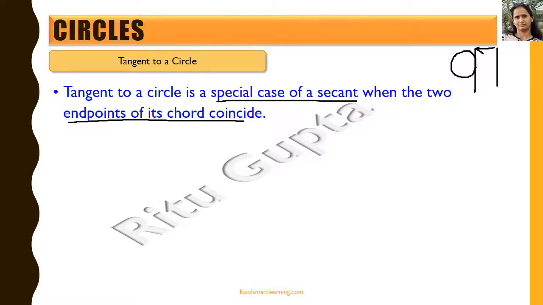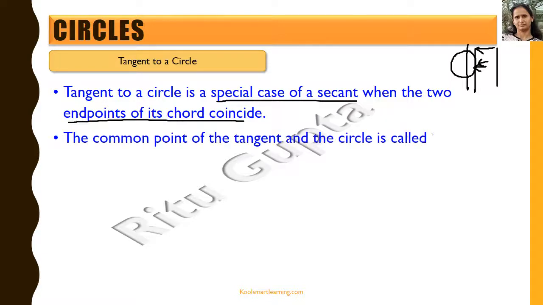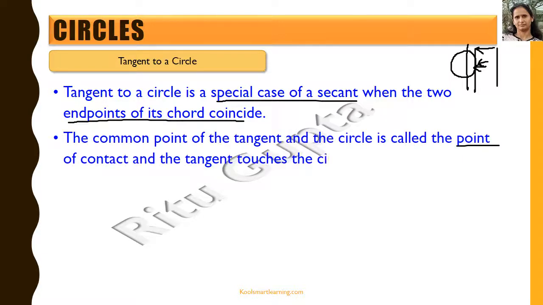and this point where we have just one common point, this is that special case of the secant where the two endpoints of the chord coincide to get this one point. So this is a tangent, and as we keep moving it, we will get a secant. The common point of the tangent and the circle is called the point of contact, and the tangent touches the circle at this common point.